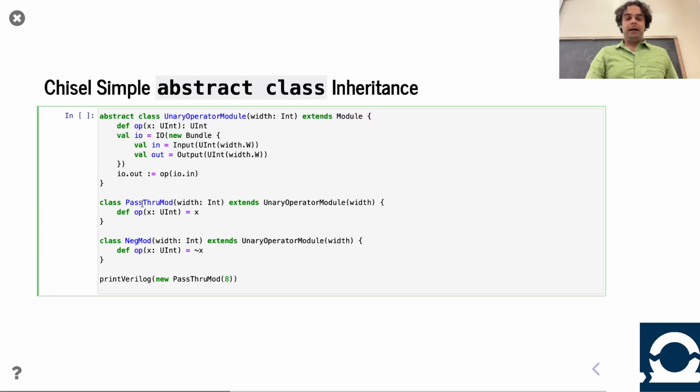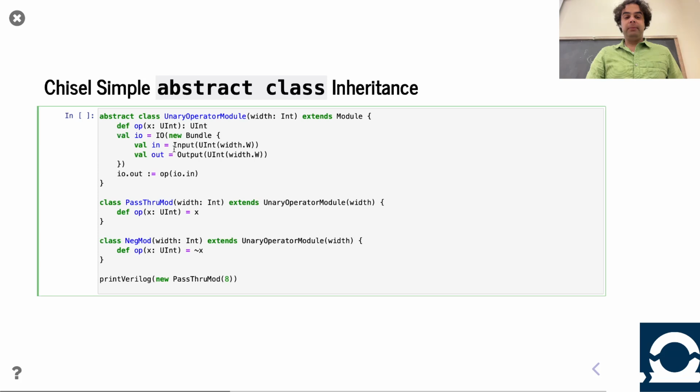So, how about a simple example? Let's make a generator that is an abstract class, meaning I cannot directly instantiate this. Now, what is the pattern we're capturing? We're going to say it's a unary operator. In other words, it takes in one input, produces one output, and that input's going to have a certain width. Whatever that operation is, it takes in a uint, it makes a uint come out the other end.